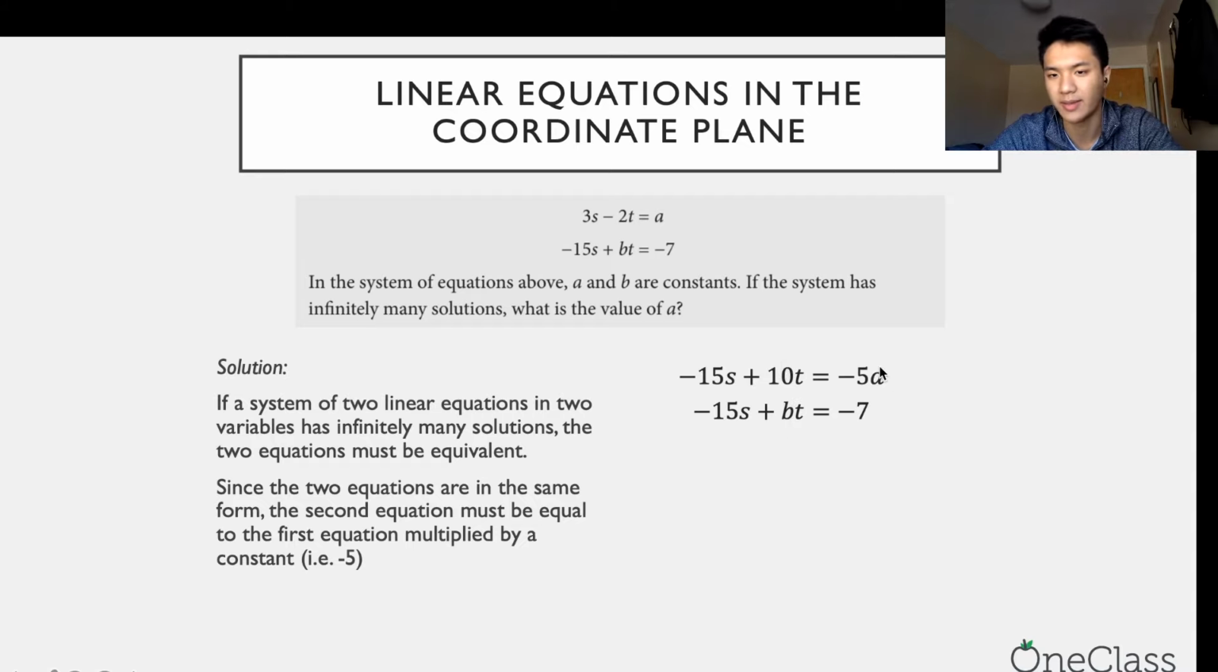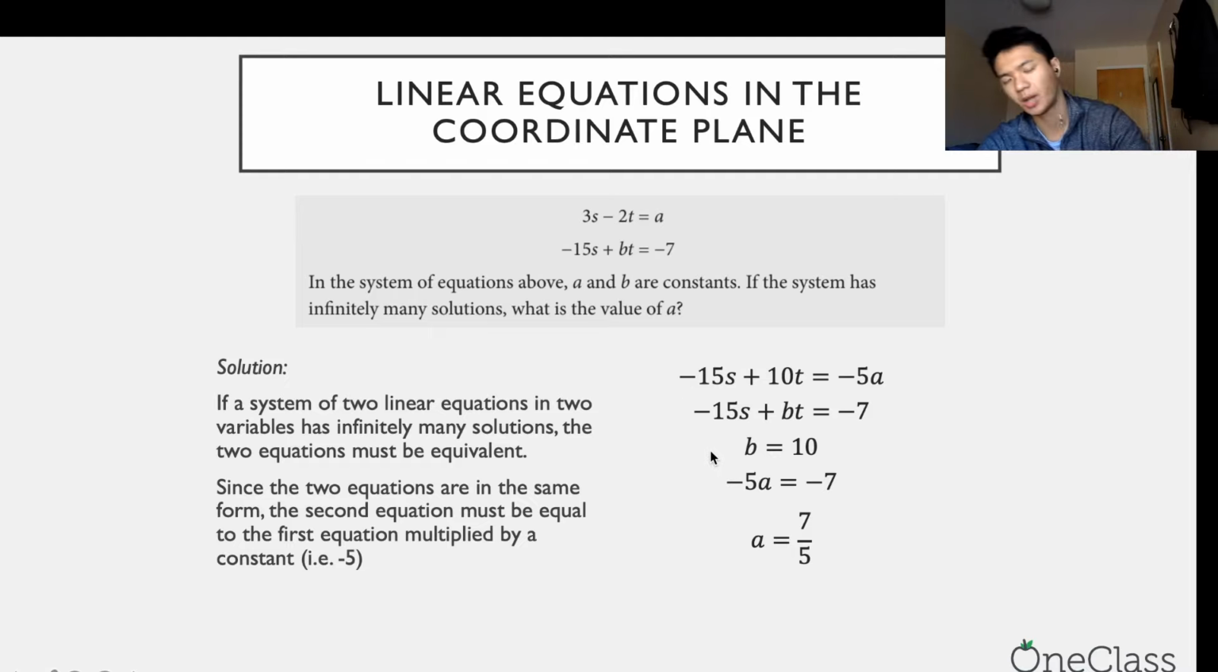And finally, we have -5a is equal to -7. We can go through the solution for that. -5a equals -7, that means a is equal to 7/5. Going back to the question stem, if this system has infinitely many solutions, what is the value of a? And so a is 7/5, and that would be the final answer to this question.